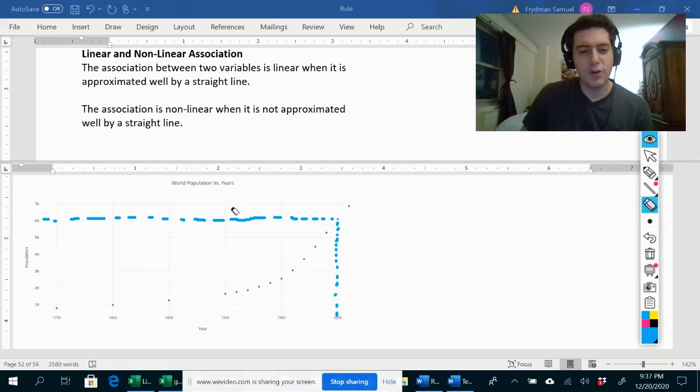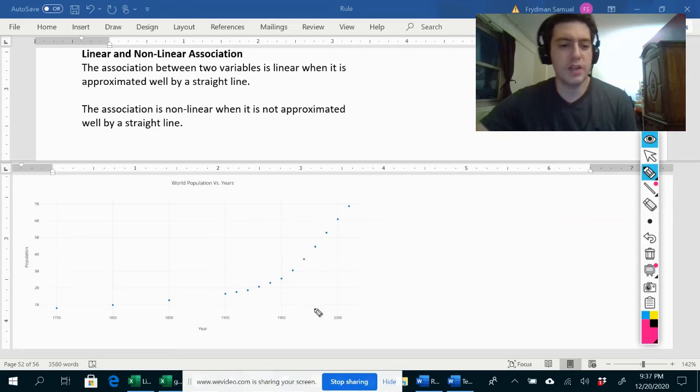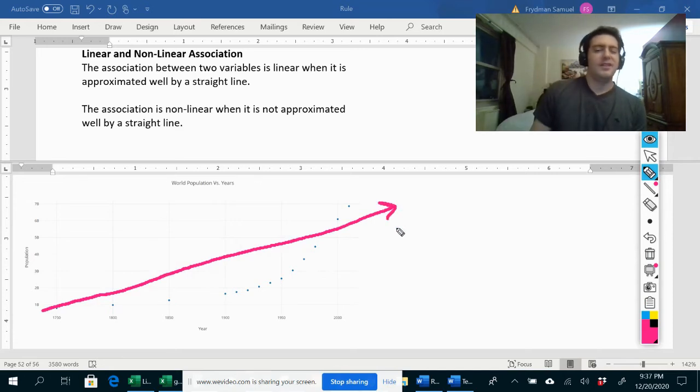Anyway, so over here, if we were to try to approximate this with a straight line, we could try to draw something like this, and we could sort of kind of get it, but we can see that really here a straight line is just not doing a very good job of saying what the relationship is between years and population. The population doesn't go up in a linear fashion as the years go by.